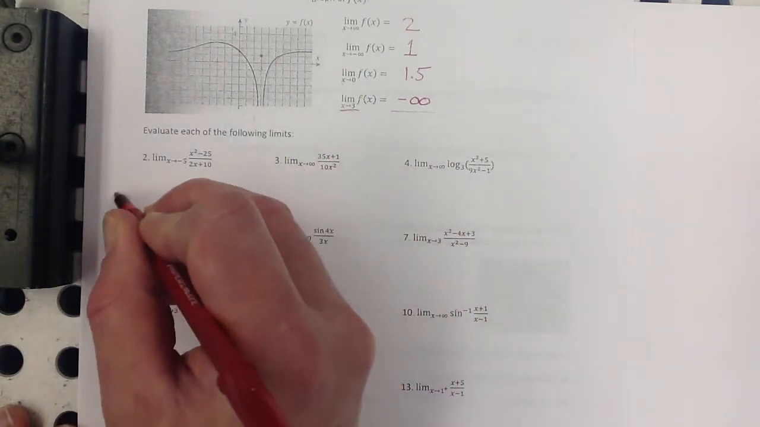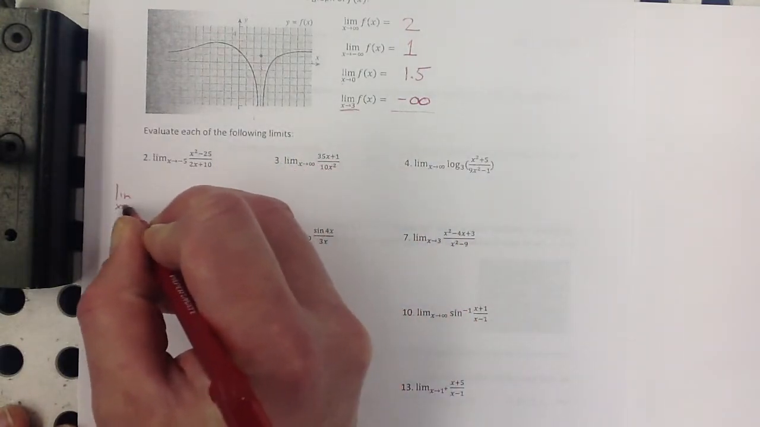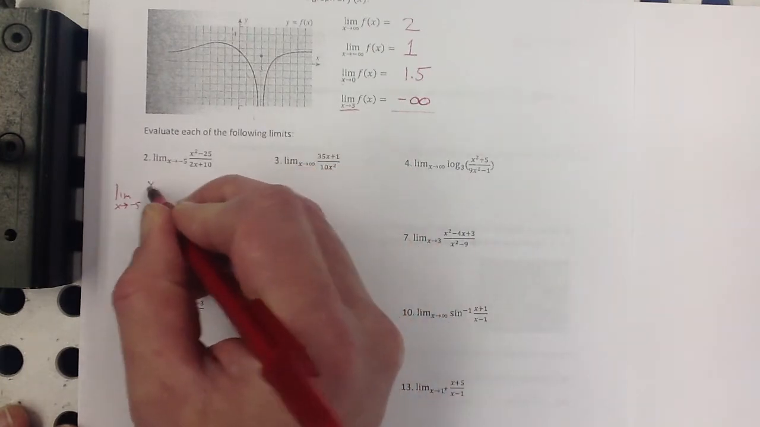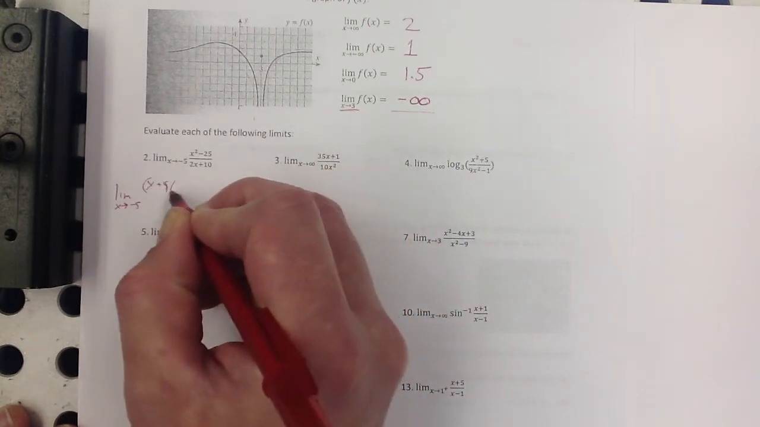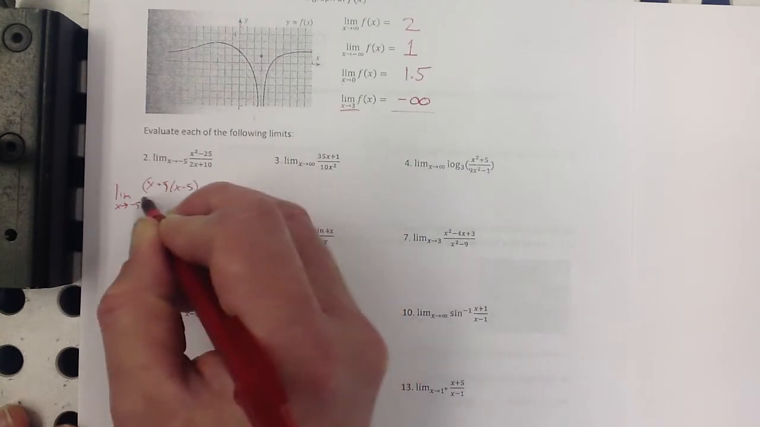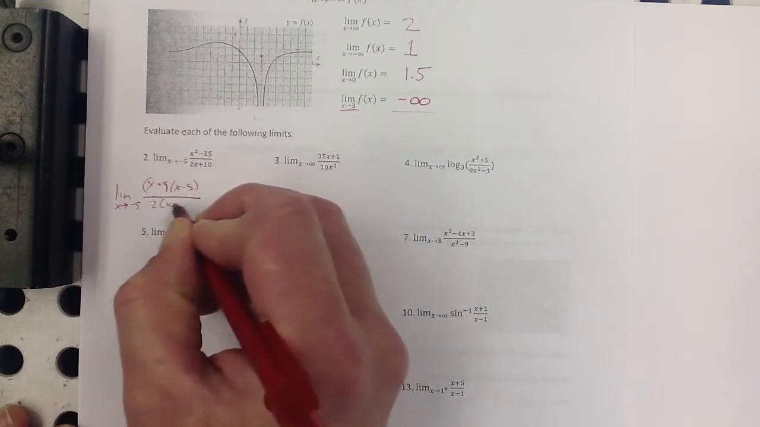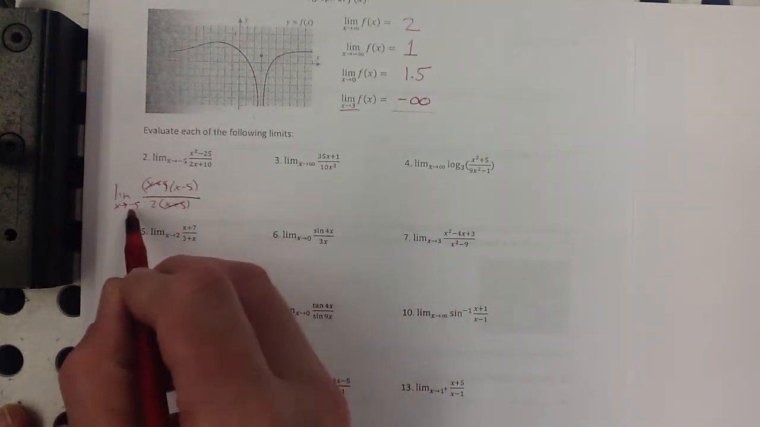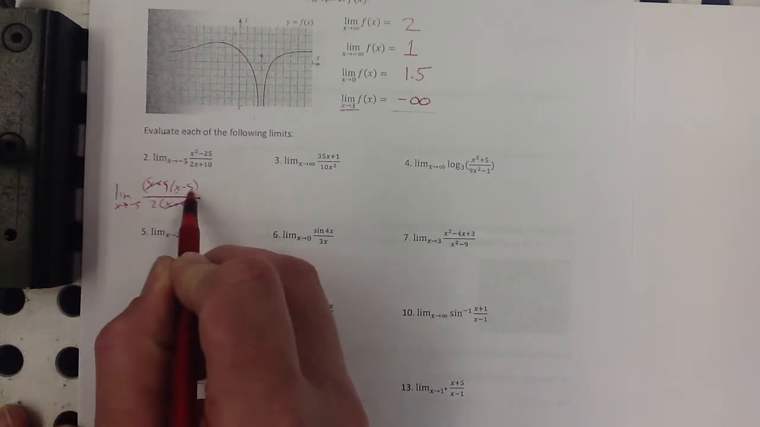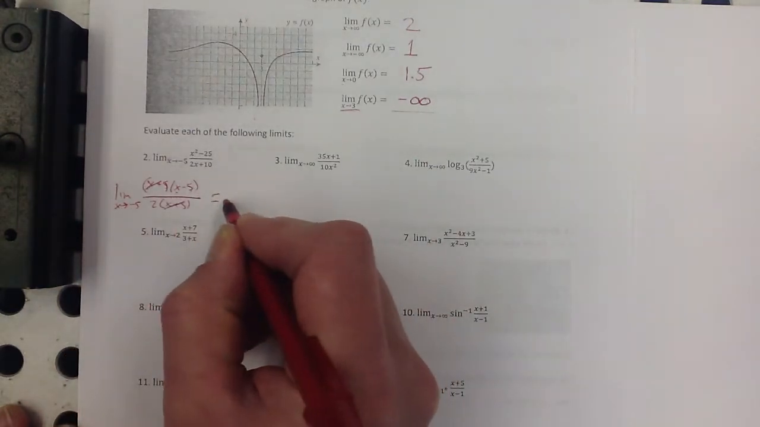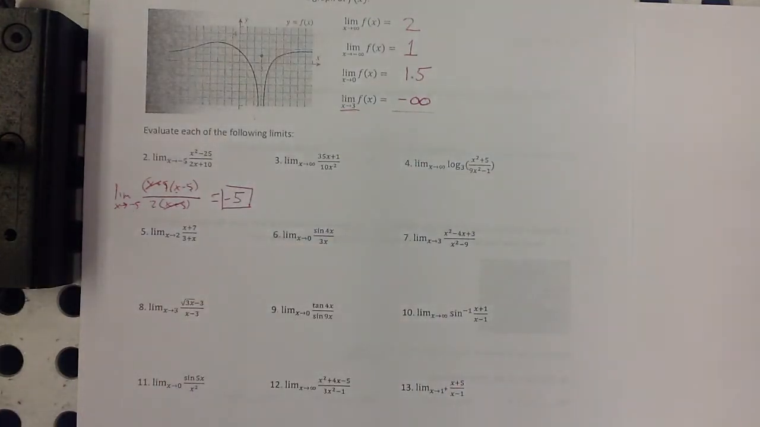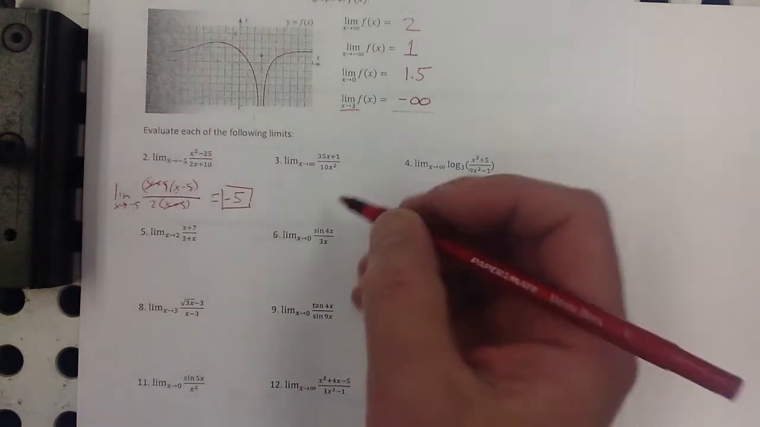So if I factor, I get the limit as x approaches negative 5, x plus 5 over x minus 5 over 2 times x plus 5. The x plus 5s, which were causing the 0 over 0 problem, cancel. And now I can plug in the negative 5. So negative 5 minus 5 over 2, which is equal to negative 5. Sorry, negative 10 over 2, I meant to say.